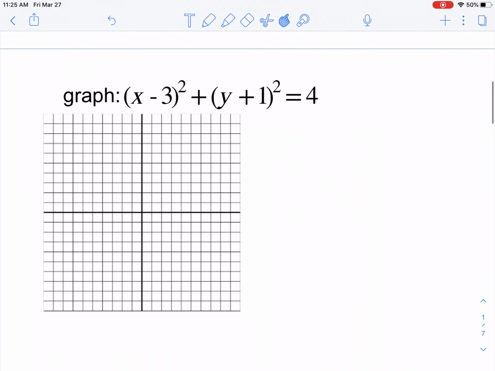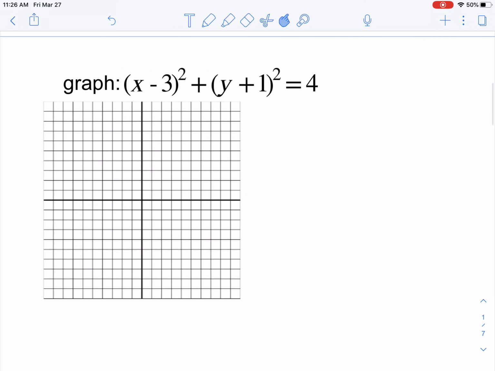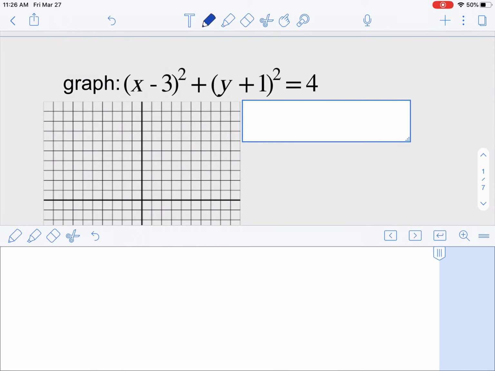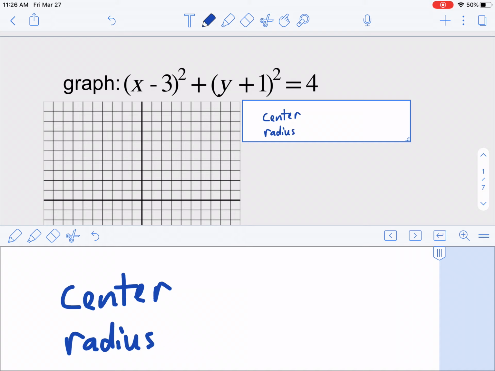So let's take, for example, this equation that I have right here: x minus 3 squared plus y plus 1 squared is equal to 4. The first thing we're going to do is identify the center, and then we're going to identify the radius. And once we get those, then we'll graph it. And graphing is the easiest part.